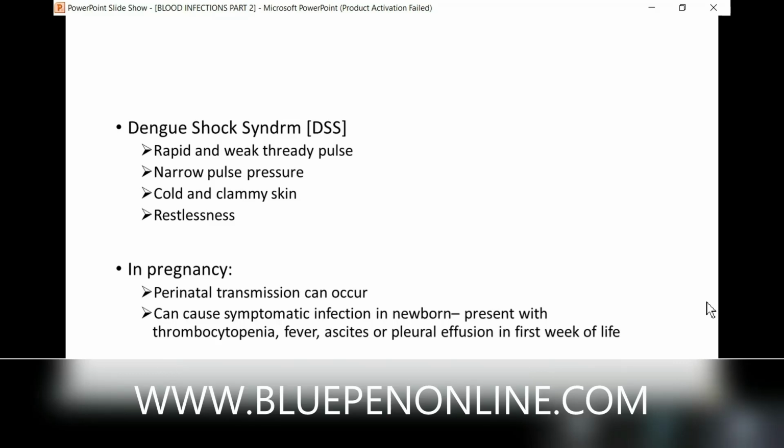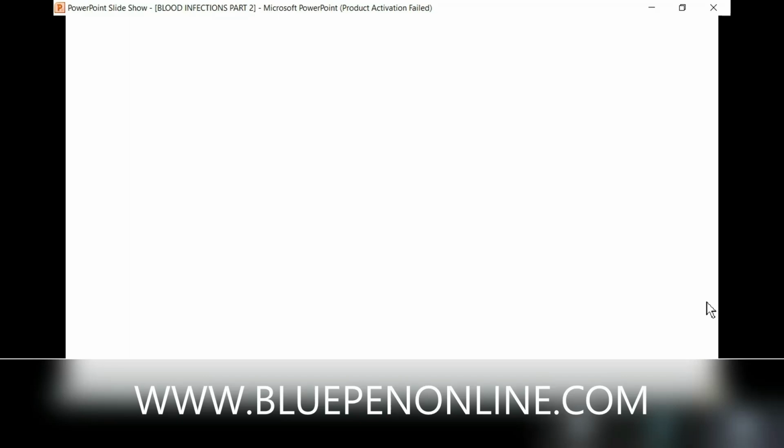In pregnancy, if the person has dengue, perinatal transmission can occur. It can cause symptomatic infection in newborns. The baby may present with thrombocytopenia and fever. The baby may have ascites or pleural effusion in the first week of life.